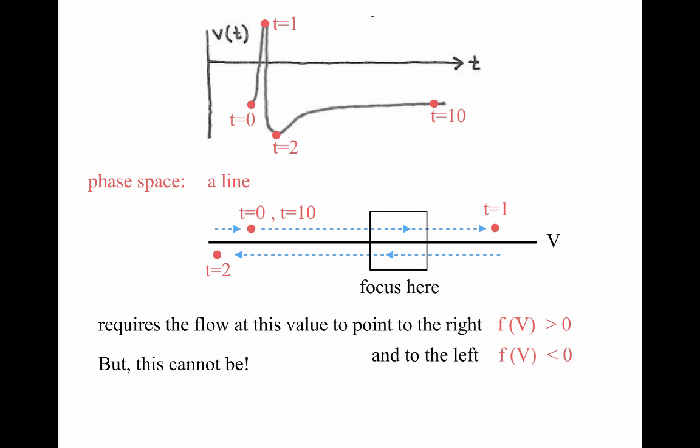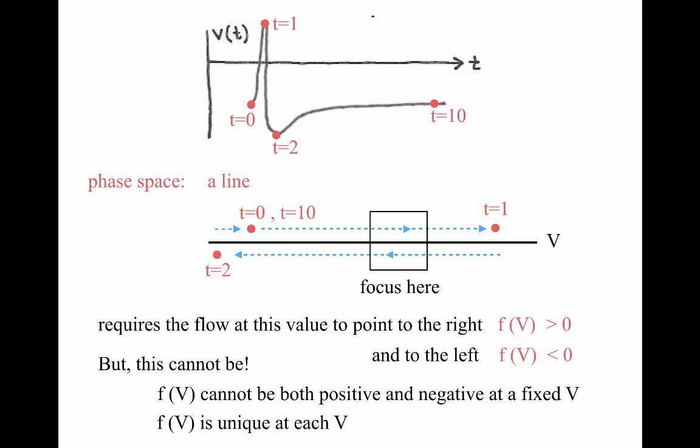You can't find a function f that for some fixed value of v is both positive and negative. And so what this suggests, and again, stating that here, is that we can never find a function that can be both positive and negative for a fixed v. Another way to say this is that we require our function f of v to be unique at each value of v. It only has one value. If you specify a value of v, then you get a unique value of f of v. It can't have two different values.